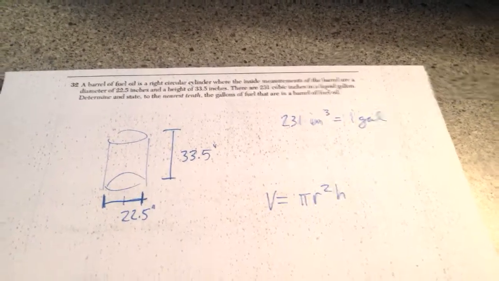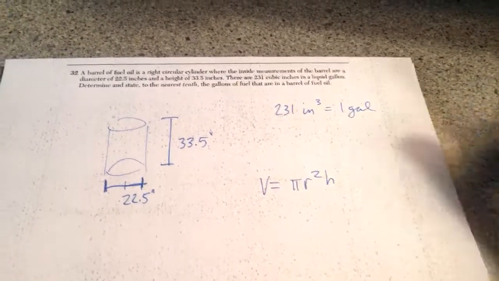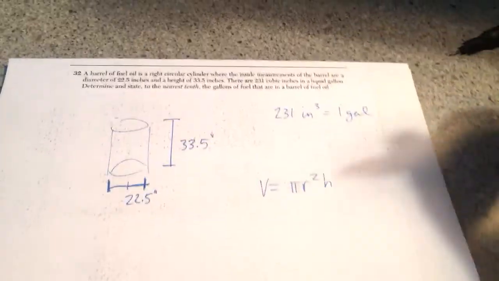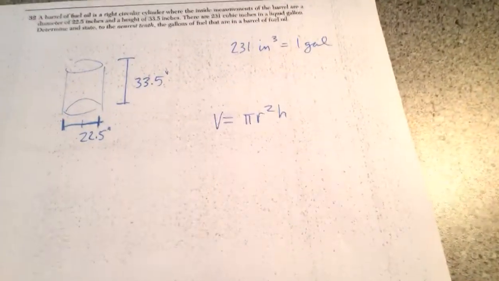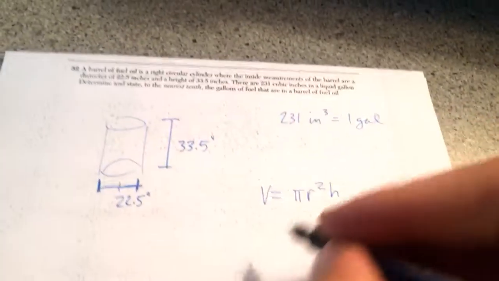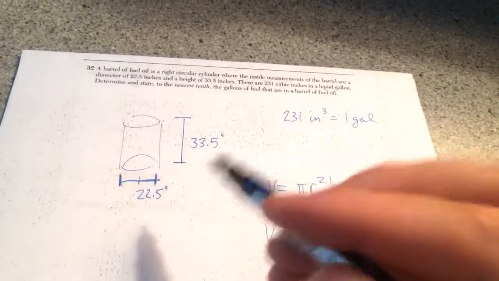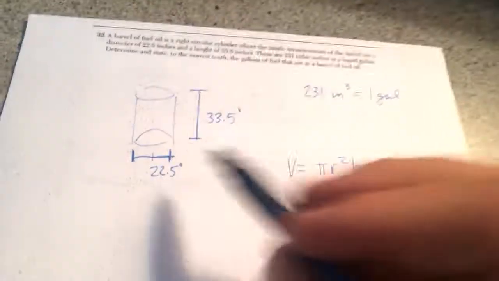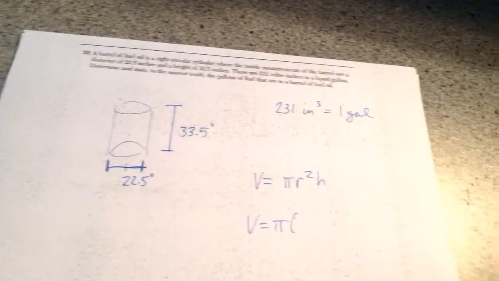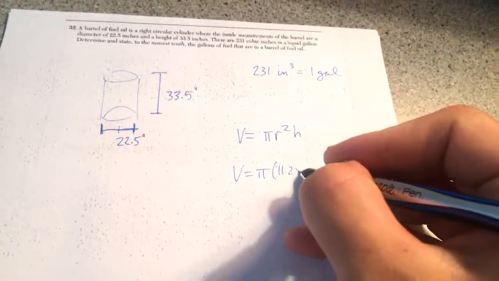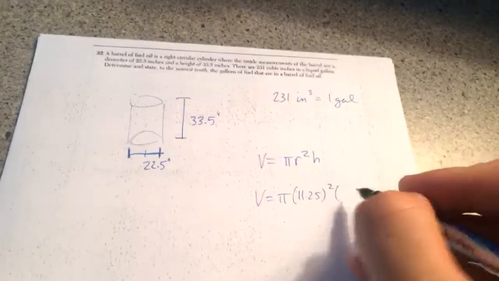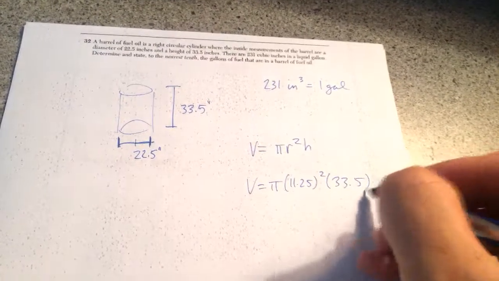Number 32, we're talking about a barrel of fuel oil. They want you to determine how many gallons. What we're going to do is use the formula for volume, pi r squared h. Here's my diagram. This is my diameter, so the radius is going to be basically 22.5 divided by 2, so I should have 11.25 squared, and my height is 33.5.